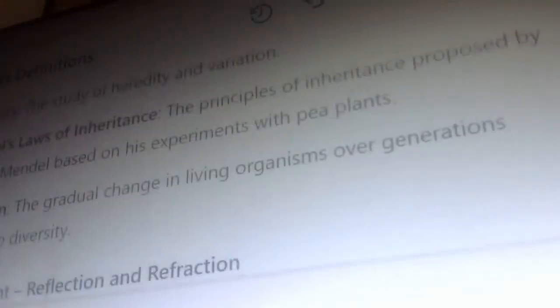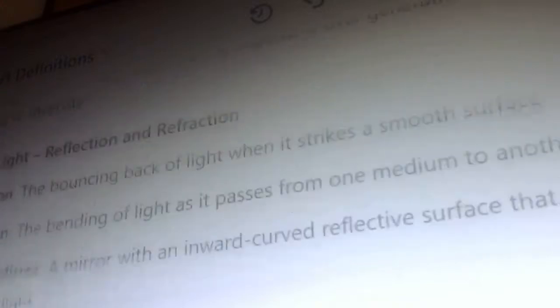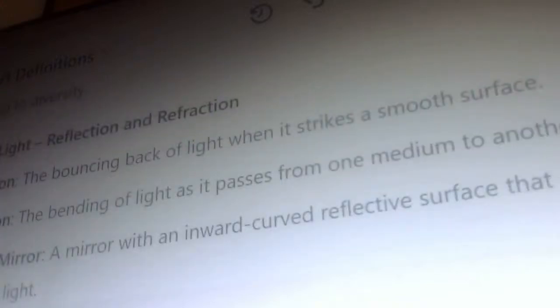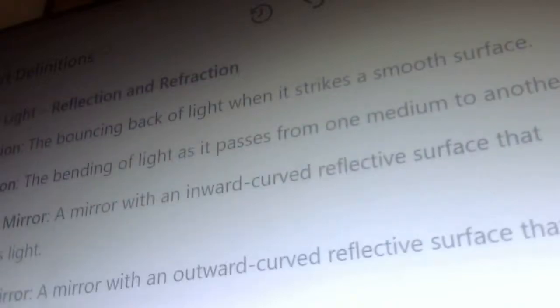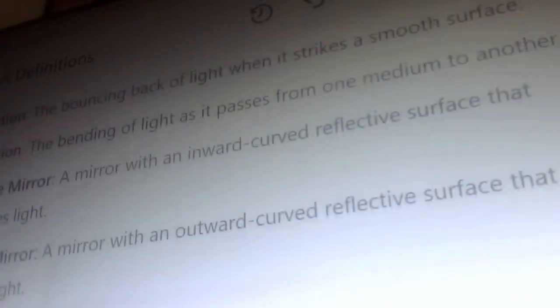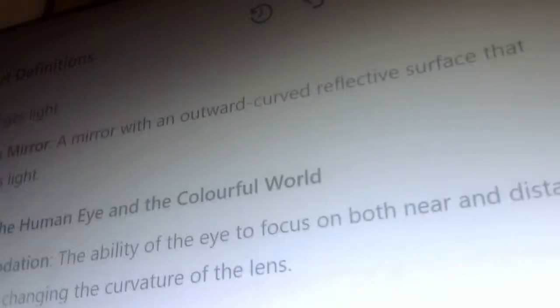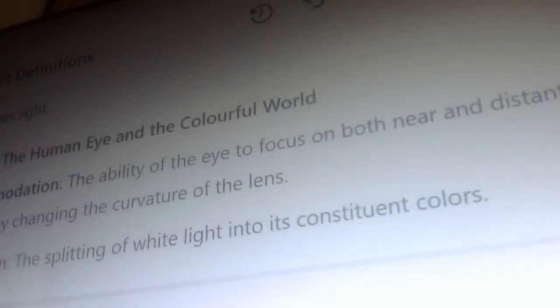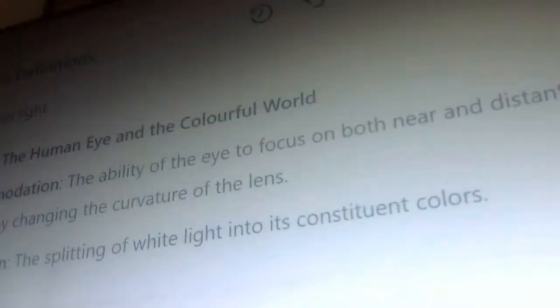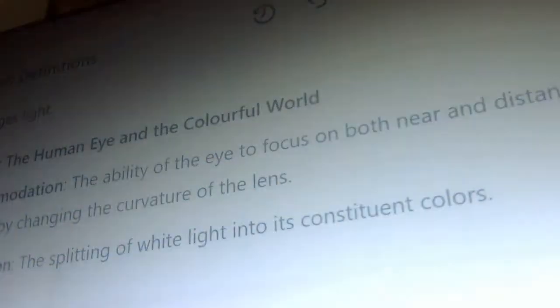Evolution, change in living organisms over generations, diversity. Reflection, bouncing back from a smooth surface. Refraction, bending of light from one medium to another. Mirrors with inward curve and outward curve, reflecting surface. Accommodation, ability of the eye to focus, using ciliary muscles. Dispersion, splitting of white light into its constituent colors.